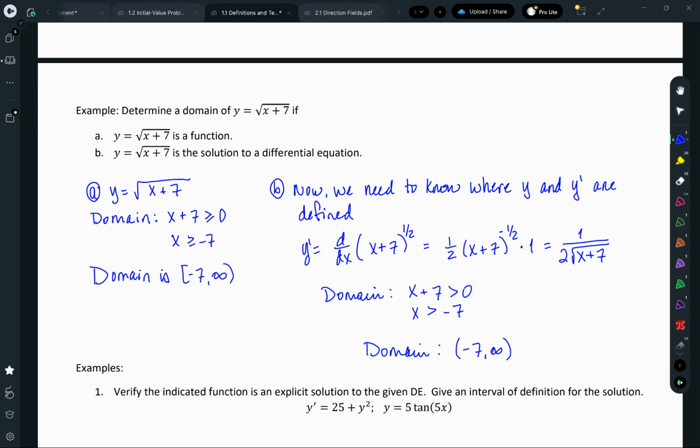And that's it. So you will be asked some questions where you have to determine the domain of a solution to a differential equation, and this is that extra step you have to take. You've got to look at the derivative and its domain.